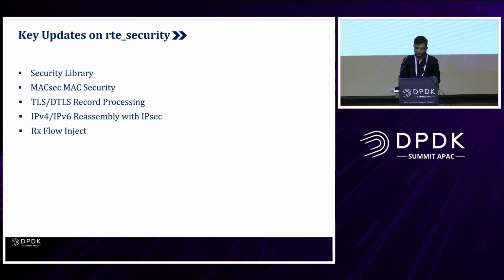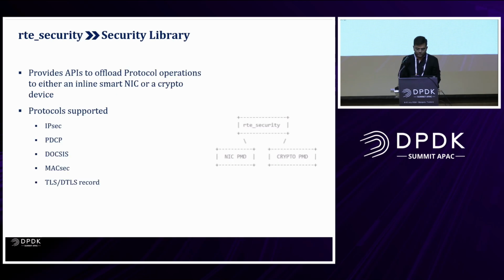Now we move on to the RT security updates. RT security is a library in DPDK to provide protocol offload support using an inline SmartNIC or a look-aside crypto accelerator. Currently, it has support for IPsec, PDCP, DOCSIS, MACsec, and TLS record. MACsec and TLS record processing have been added recently, so we'll discuss these in detail.